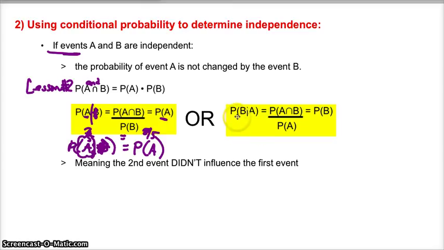Similarly, consider the probability of event B given that A has already occurred. If you calculate this probability and you get a number, and it equals the probability of event B, then that means the first event, the thing that has already occurred, didn't influence the probability. If they are different, then the events are dependent, or not independent.